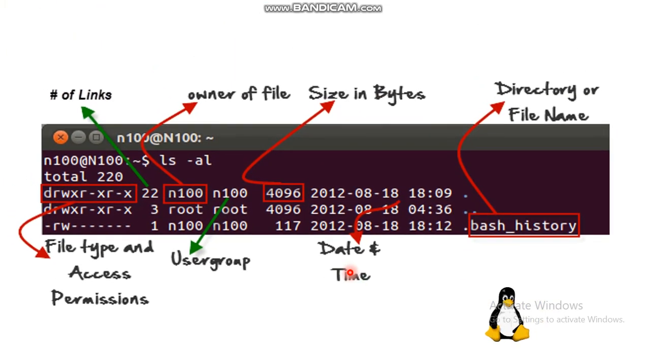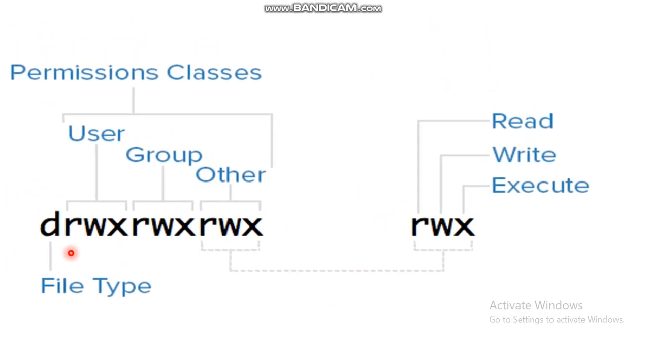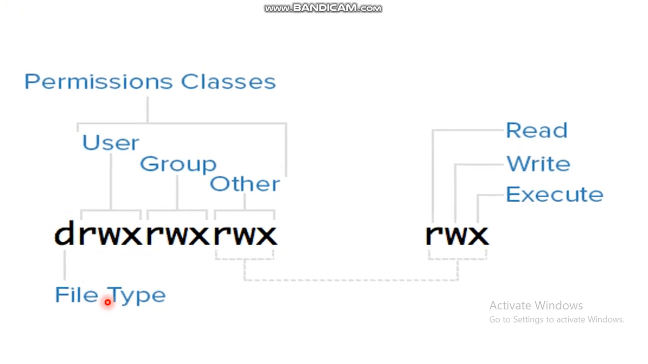This is a screenshot showing an example of the ls command. As already said, the first column displays the file type and access permission. The last column displays the file name. This is a screenshot showing the output of the ls command. In the first column, the file type and the file access permission are displayed. The first character D denotes the file type. RWX denotes the read, write, execute permission given to the user, given to the group, and given to the other users.